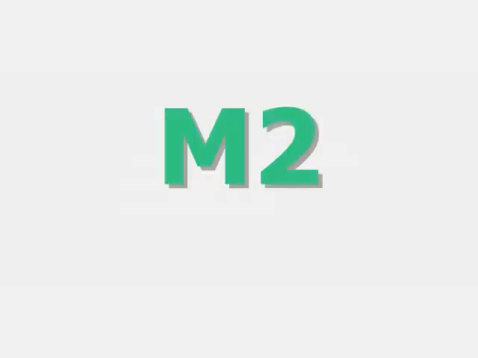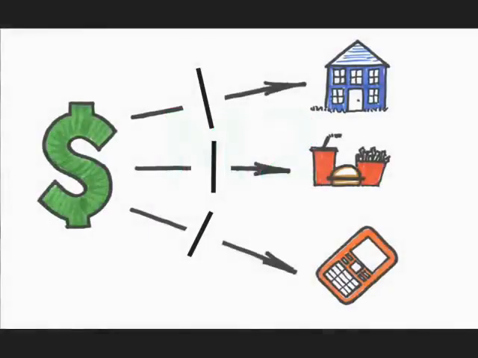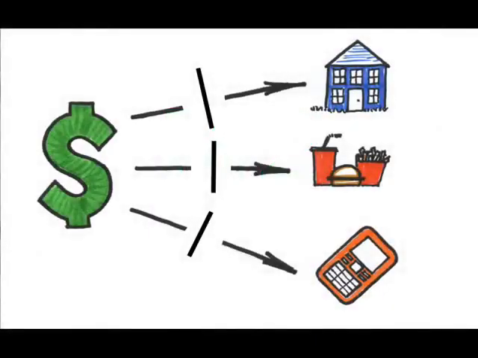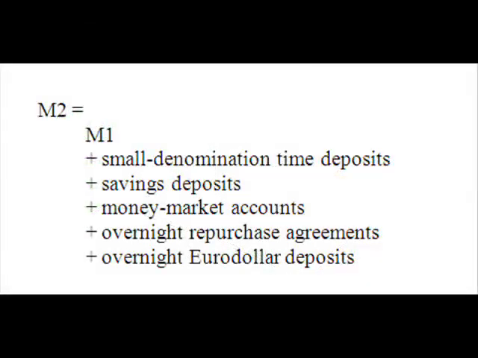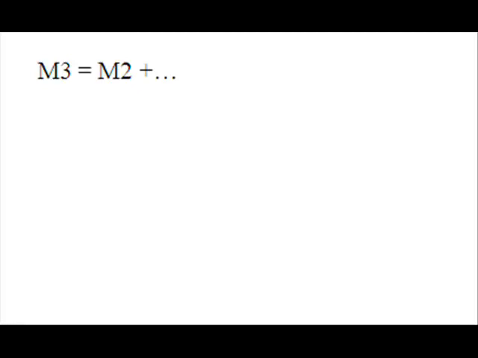The M2 money supply is actually the most common definition. It includes everything in M1 plus assets that are slightly more difficult to convert to goods and services, like small denomination time deposits, that is, CDs, where you'll pay a penalty for cashing in early, or savings deposits, money market accounts, etc. M3 then includes everything in M2 plus longer-term CDs and financial agreements. That is, M3 contains elements that are more difficult yet to convert to goods and services.